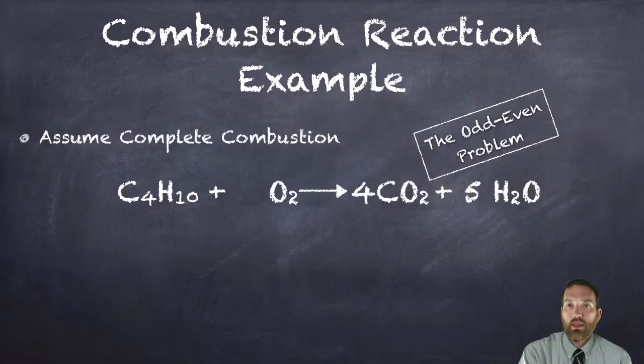So I have 2 and 13. I've run into the odd-even problem. Hopefully you remember how to solve this. If you run into a problem where I have an odd number on one side and an even number on the other, the only way to solve this is to double everything and try again. So there's no coefficient here, but it's really a 1. So we're going to double it to a 2. This 4, we will double it to an 8. And this 5, we will get rid of that and double it to a 10.